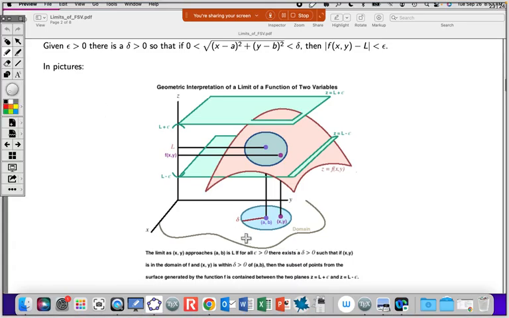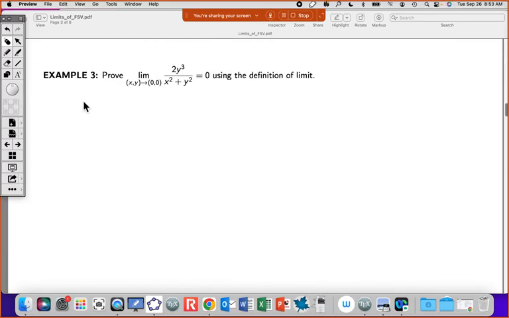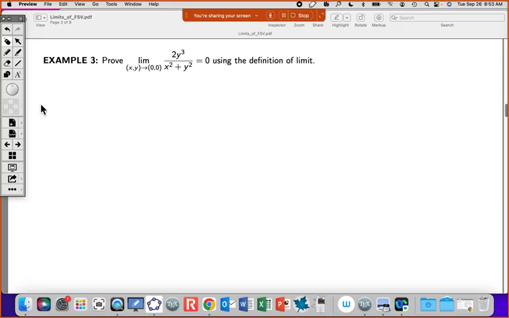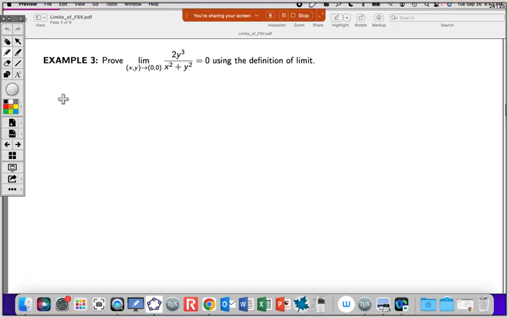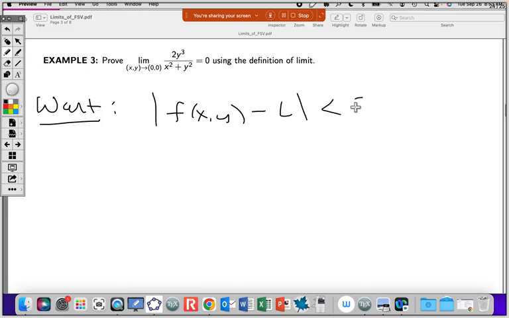So it's not going to matter how we get to the point (a, b), because as soon as that curve gets within that small little disk around (a, b), we're going to be guaranteed that the function values are within epsilon units of our target limit. I don't know what sort of practice you've had with epsilon-delta back in your early calc days, but typically we start off with what we want. We want |f(x,y) - L| to be less than epsilon, and we work with this inequality.